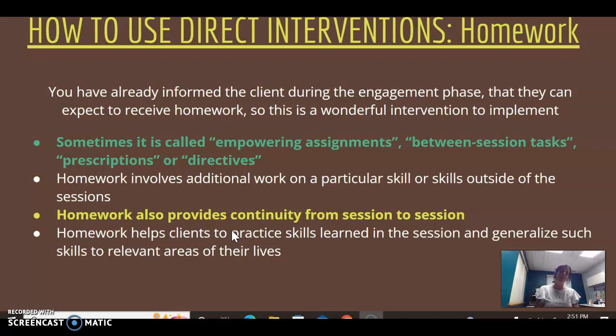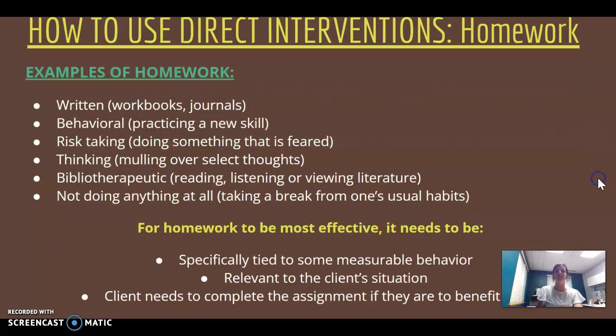just occurred and then figure out in the next session, is it something that still needs to be addressed? Do we have to modify the goals? Or is it still something that we're still kind of stuck on? Or maybe we need a different approach to it. And so really homework's goal is to help clients practice the skills that are learned in the session and generalize them to the relevant areas in their life. So it's a really, really great intervention. It just has to be implemented well and sold to the client in a way that they get some buy-in.